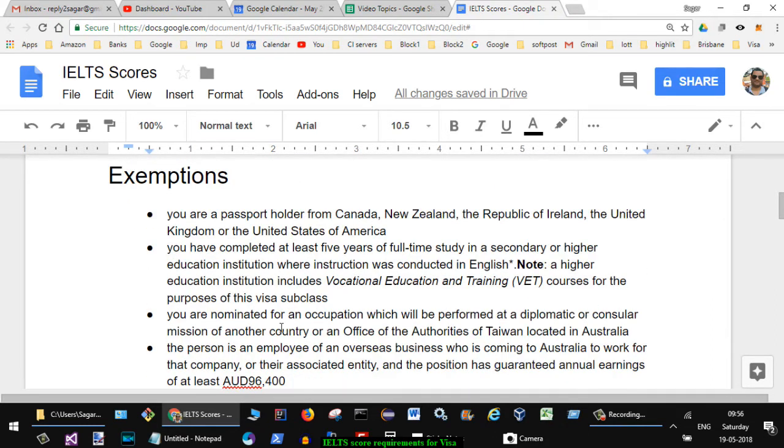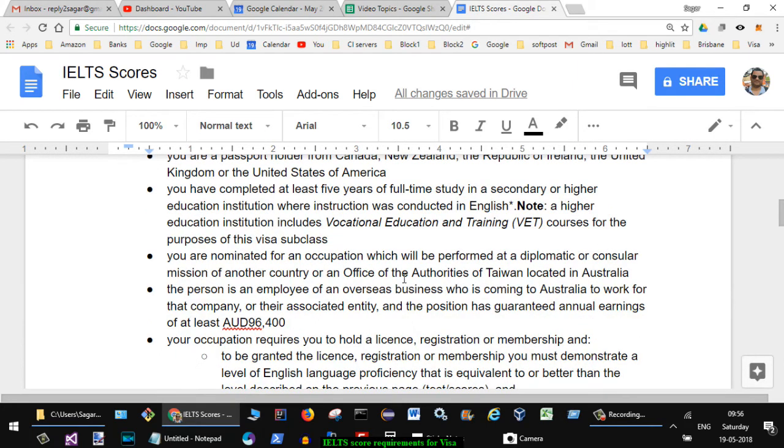Another exemption is if you have completed at least 5 years of full-time study in a secondary or higher education institution where instruction was conducted in English. So if you have done, say, your schooling or higher education, 11th, 12th and then graduation, in English medium, then you can also get the exemption. Then, if you are nominated for an occupation which will be performed at a diplomatic or consular mission of another country, in that case you don't need to give the IELTS.